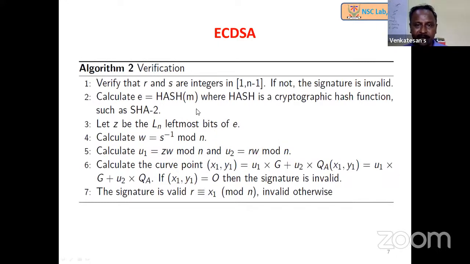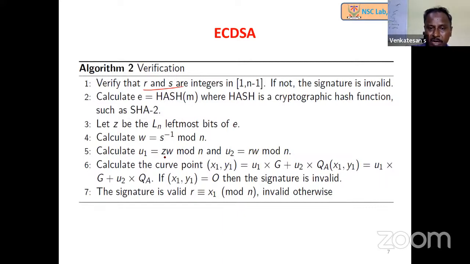On the receiving side, we are going to verify. While verifying, we have to make sure that R and S are between 1 and n minus 1. The message also comes with the digital signature. We see the message, compute the hash of it, and again take only those leftmost bits. First, we compute W, which is S inverse mod n, because S comes from the sender side.